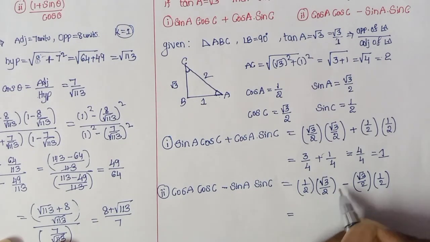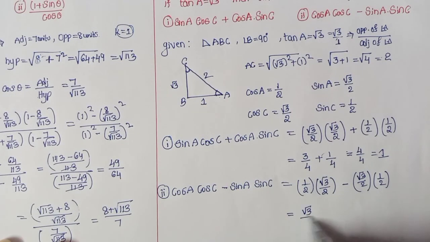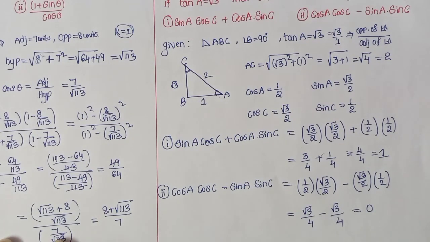Which is equal to what? Root 3 into 1 is root 3, by 2 into 2 is 4, minus root 3 into 1 is root 3, by 2 into 2 is 4. So same things. A minus A is 0 always. So here 0. This is the answer.